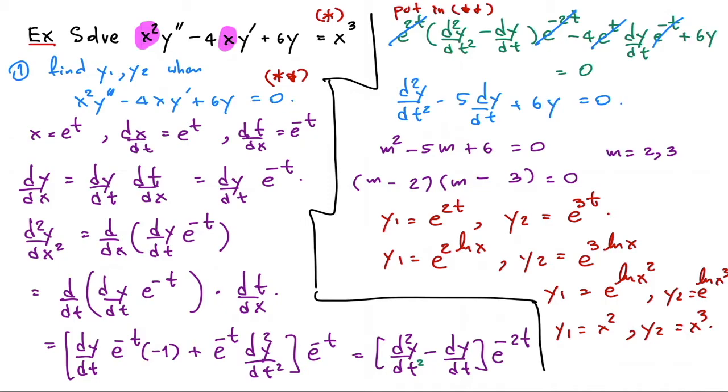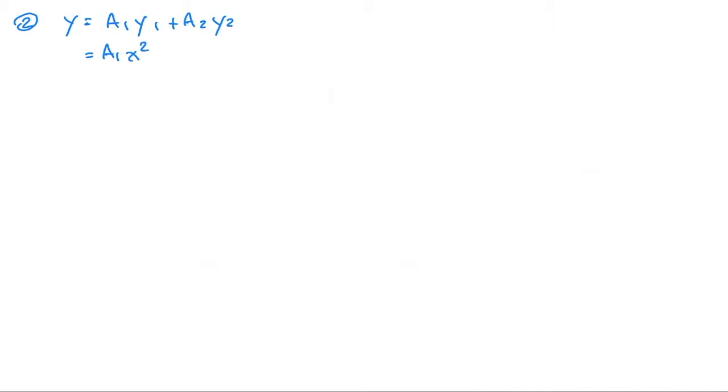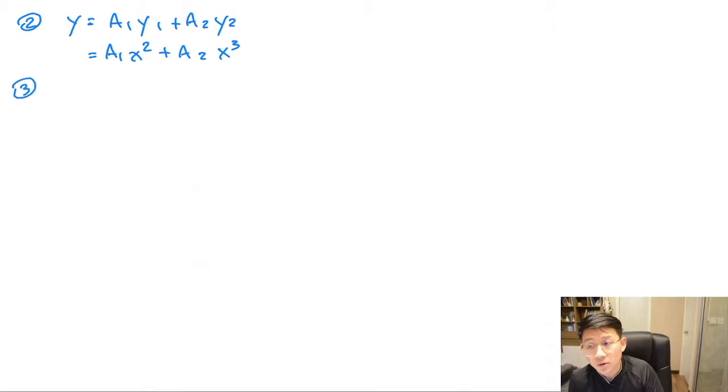And after that, we look at the variation of parameters technique, right? So we can write down the solution y as a1 y1 plus a2 y2, which is a1 x squared plus a2 x cubed. Okay, guys, if you don't remember the variation of parameters technique, go back to section 3.2. Just go back to that section. So third, you obtain the system of linear equations, right?